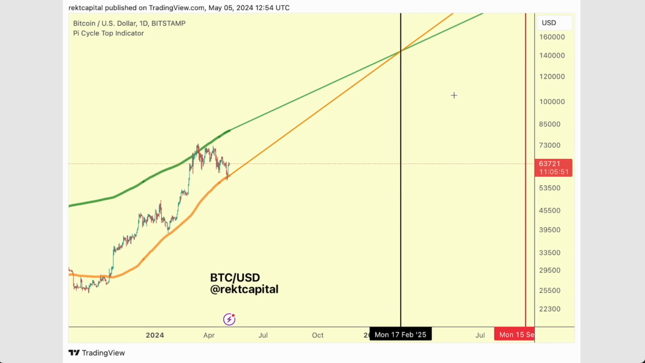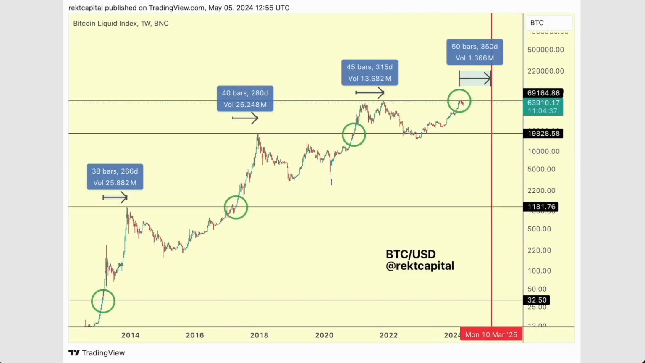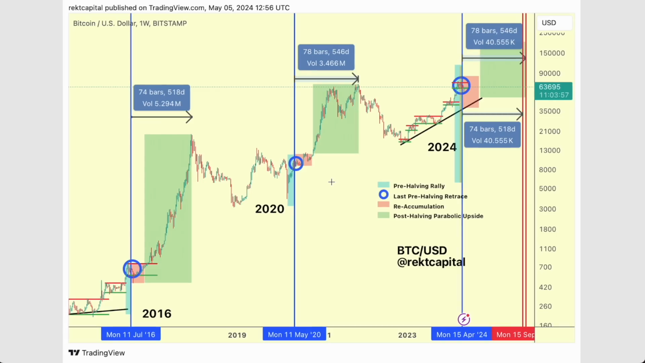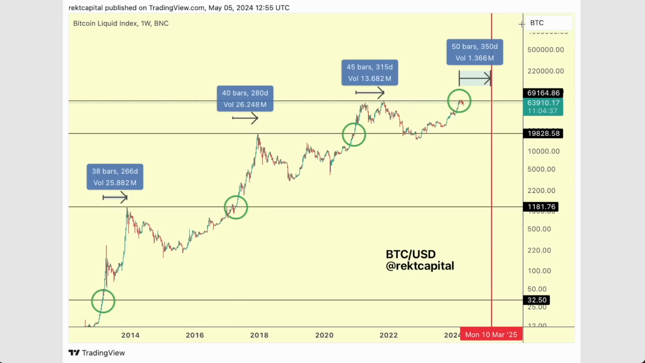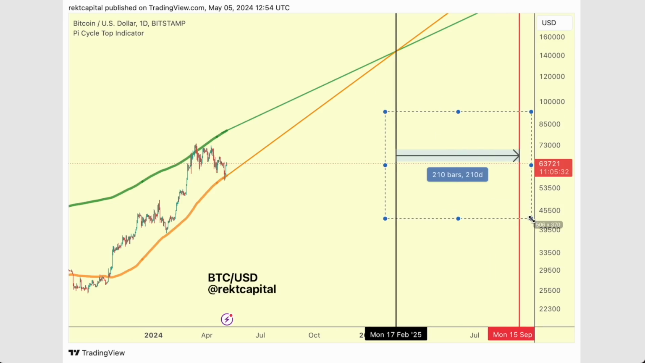The pi cycle top indicator is a valuable, very informative and important indicator, which is why it's important to take it into account and juxtapose it with a potential accelerated cycle thesis, as well as the traditional halving cycle thesis for a bull market peak, and see how they diverge. They diverge at the moment by 210 days, but is that going to persist going forward?